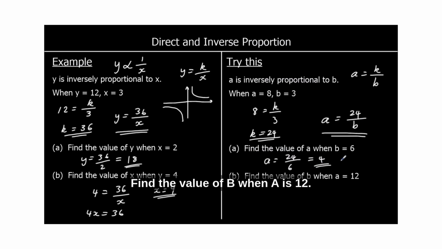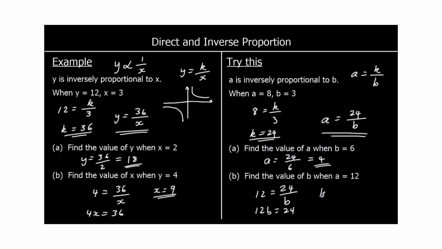Find the value of B when A is 12. So 12 equals 24 over B. Multiply both sides by B. So 12b equals 24. Divide both sides by 12. B equals 2.